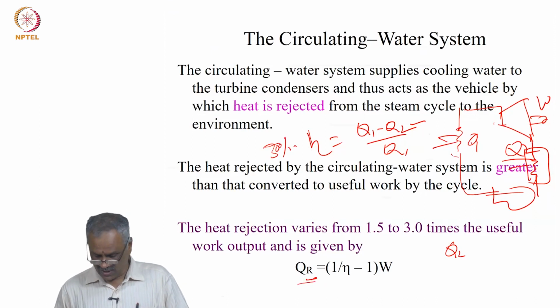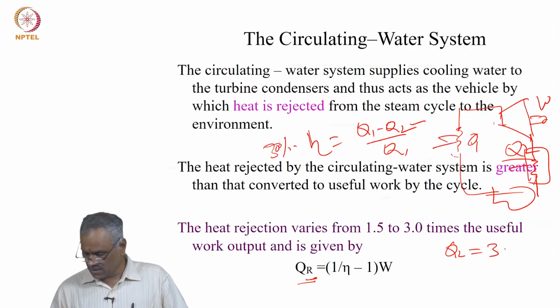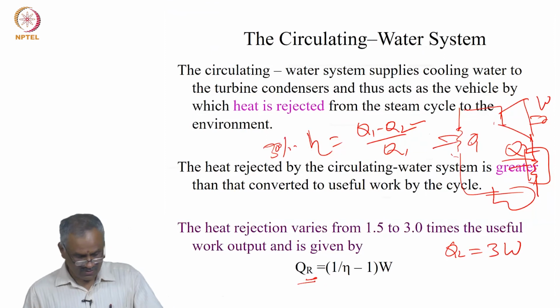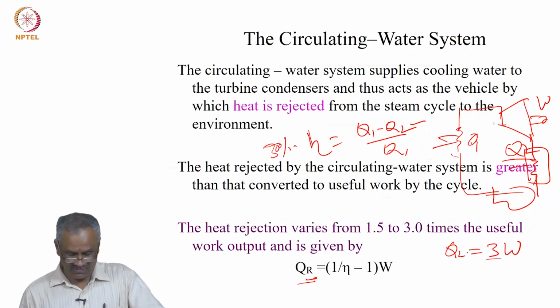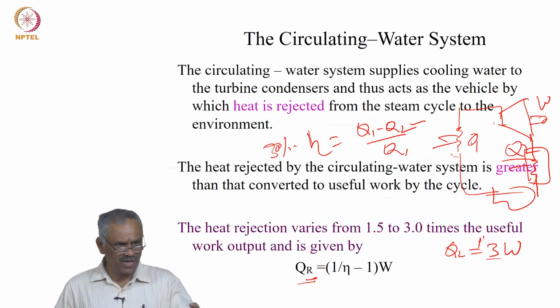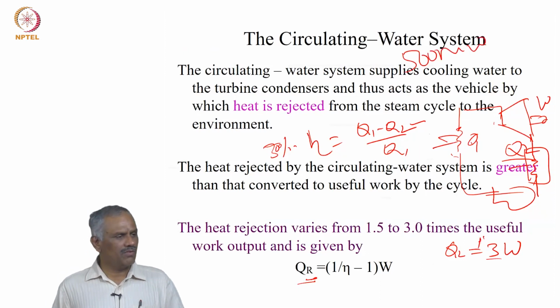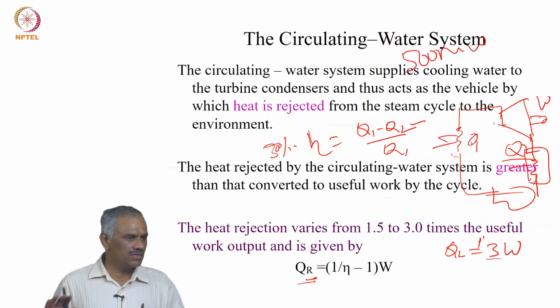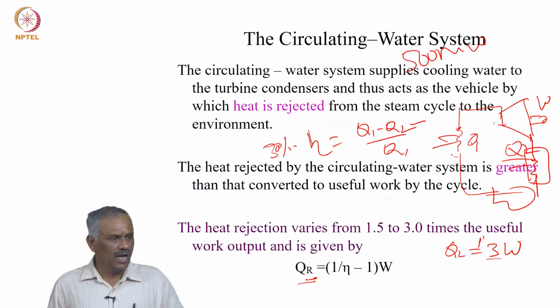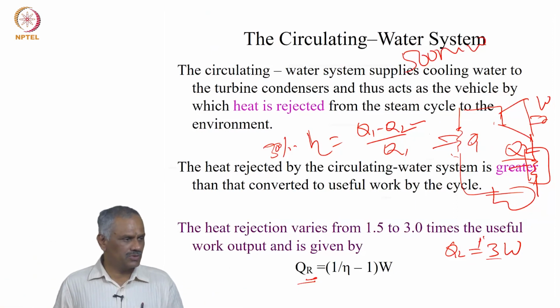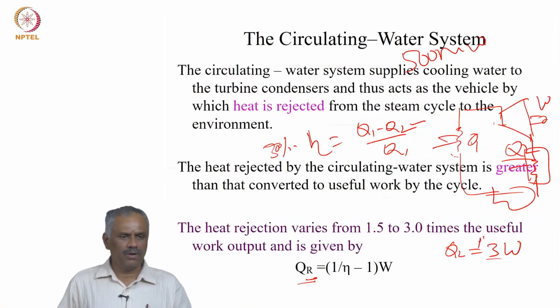So, therefore, you see that Q2 is equal to 3 W. That means almost 1.5 to 3 times the work. So, the work conversion is a smaller fraction, rejection is large. If you consider a 500 megawatt power plant, it requires 1500 megawatts of boiler, if you take 30%. And you can see that it is a massive size boiler. If you go to any power plant, that boiler is bigger.